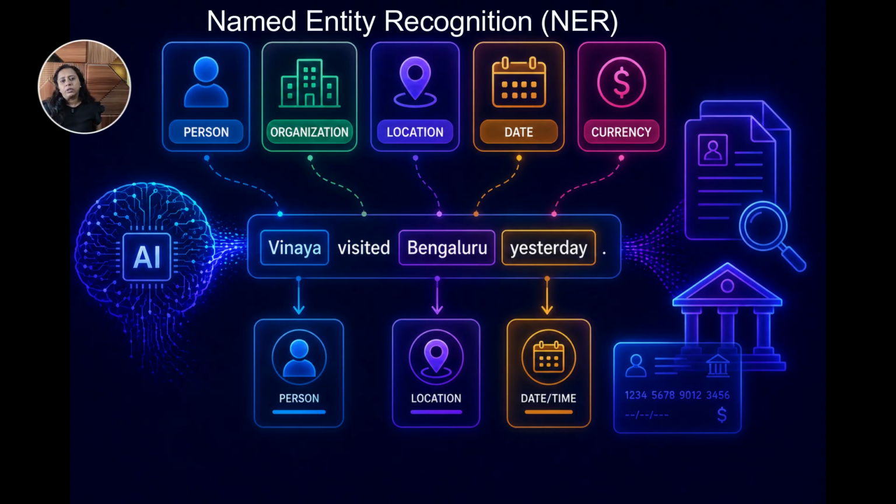Named entity recognition, NER, identifies important entities within text. For example, it includes person, organization, location, date, currency. Take an example, Vinaya visited Bengaluru yesterday. NER identifies Vinaya as a person, Bengaluru as a location, and yesterday as a date-time. In real-world systems, banks automatically extract names, account numbers, dates, and organizations from documents using NER.